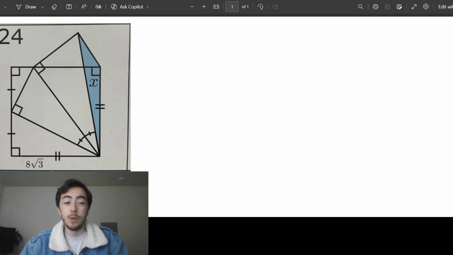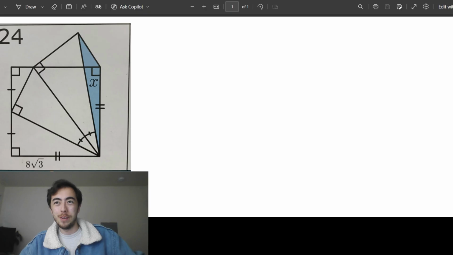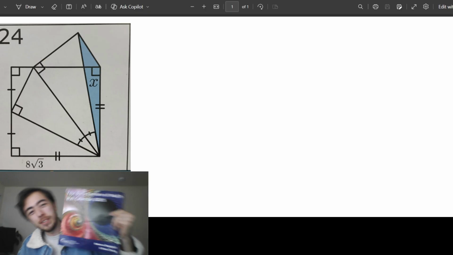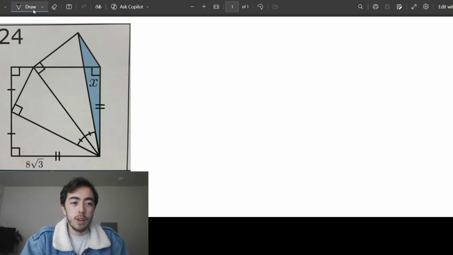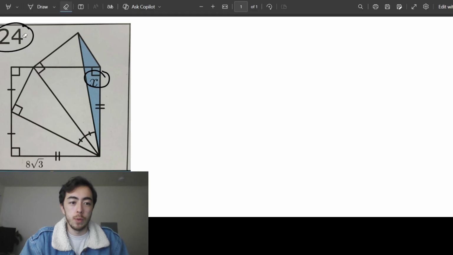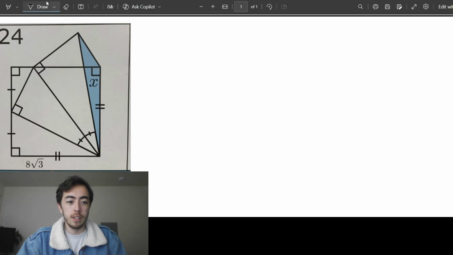Today's November 24th, and we're solving problem 328 from the Daily Epsilon calendar. We need to find the area of this blue triangle right over here. The area is x, and x is supposed to be 24 today because it matches today's date.